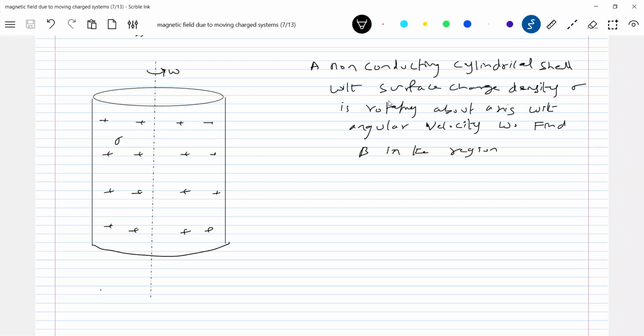It's a long one, not a short one. A long, non-conducting cylindrical shell. Long in the sense of infinity.